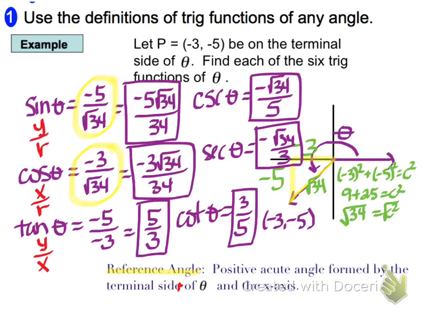When we look at our reciprocals, we'll notice that cosecant was the radius divided by the y value. And notice that's just the reciprocal of sine there. Secant was the radius divided by the x value, and cotangent was still the x over y.